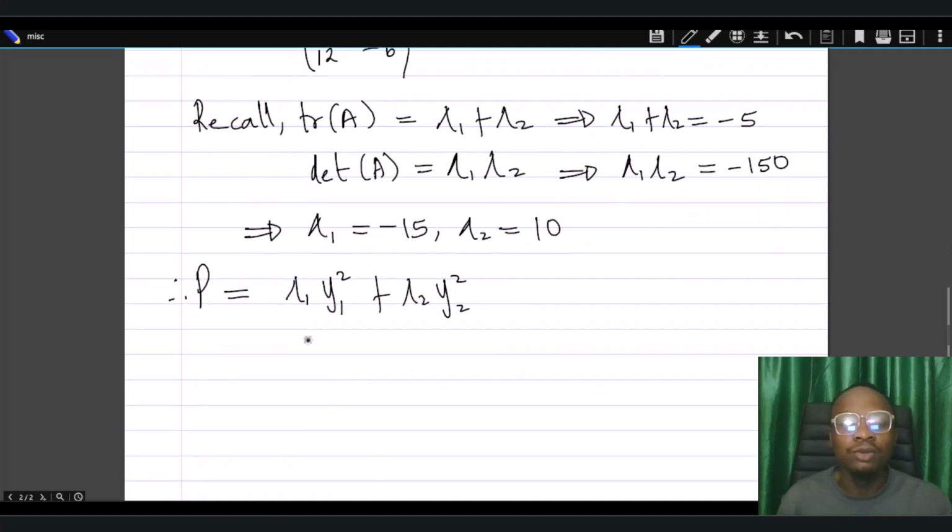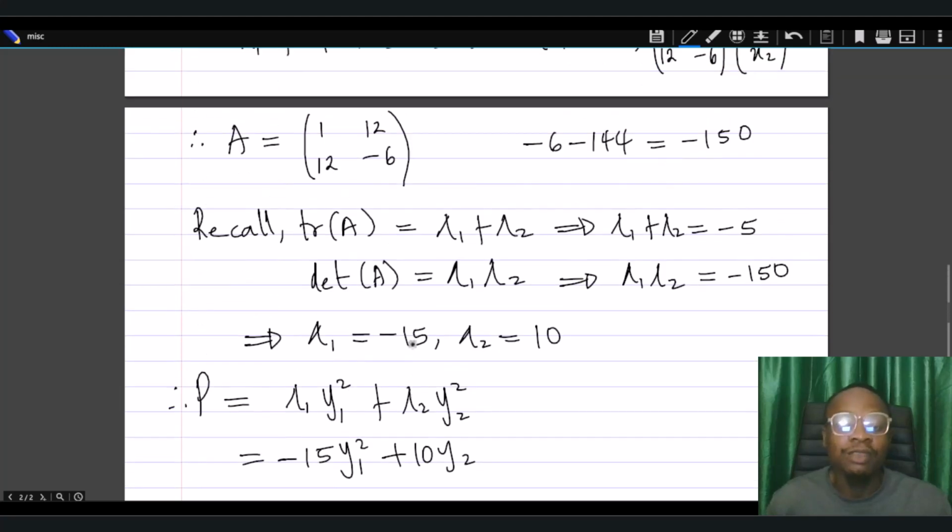Okay. So we know that the arrangement here, there is no rule to it. So minus 15 can come first, 10 can also come first. Anyhow you write it is fine. So this could be written as minus 15 y1 squared, then plus 10 y2 squared. And again, the choice of variables y1, y2 is arbitrary.